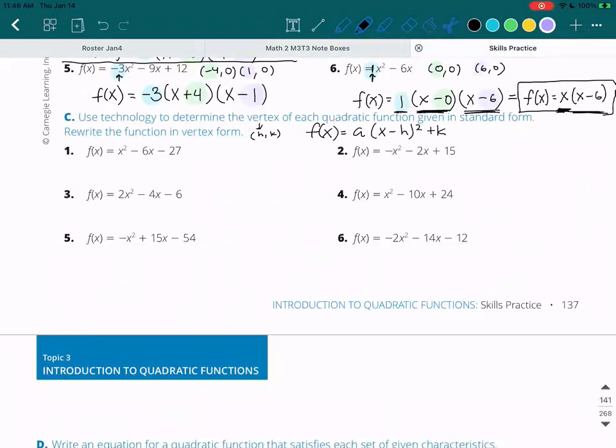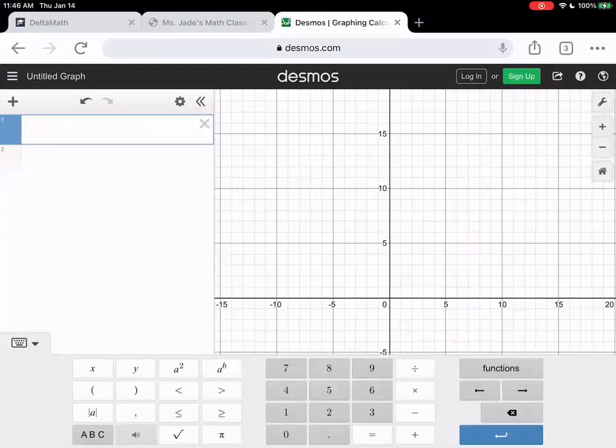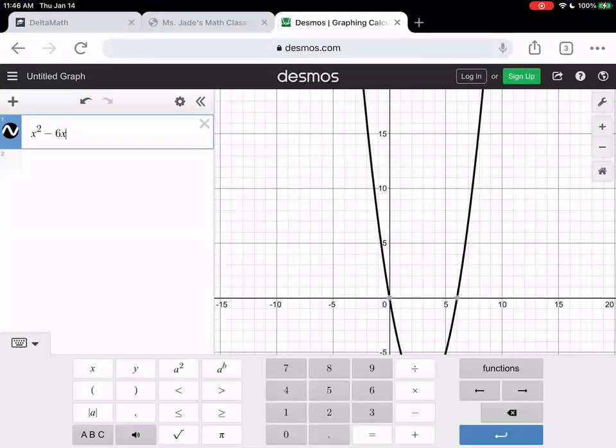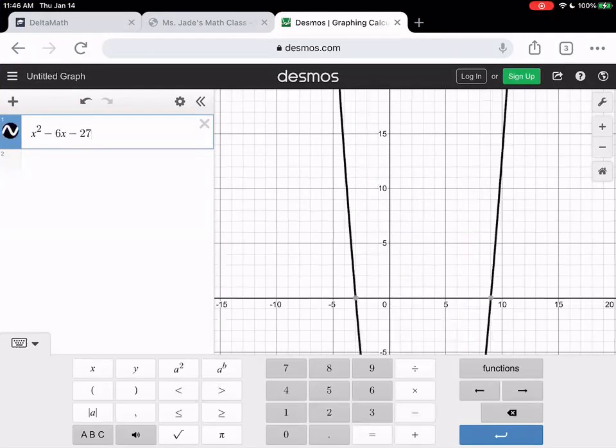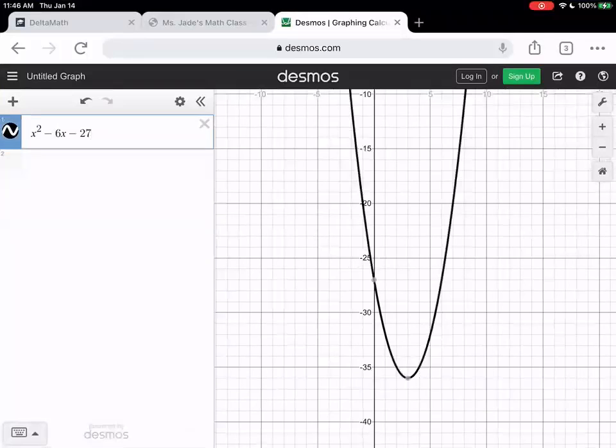All right, so this is our vertex form, and let's go ahead and use the technology to graph this. So we're going to type number 1's equation into Desmos. Okay, so the first equation is x squared minus 6x minus 27. Okay, so this is our graph, and we are looking for the vertex now. So not these 2 points. We don't care about those right now. We want to write it in vertex form. So I'm going to scroll down and find our vertex.